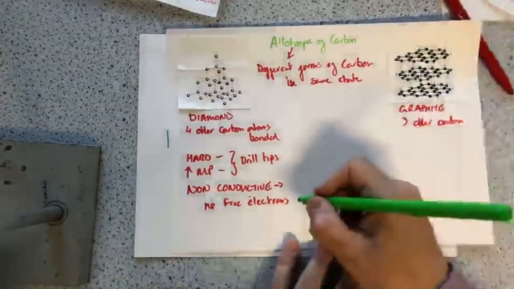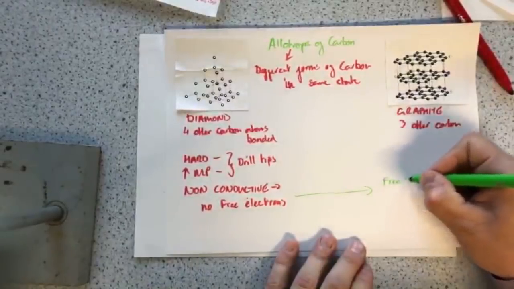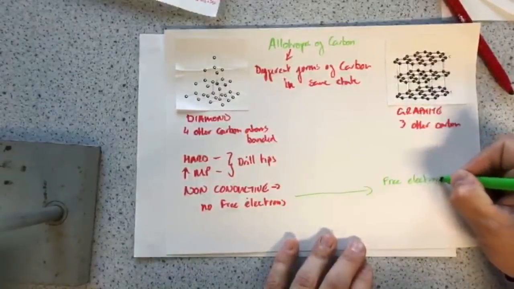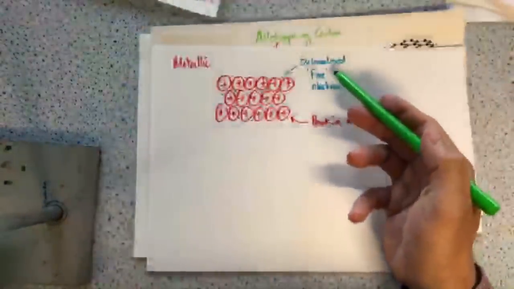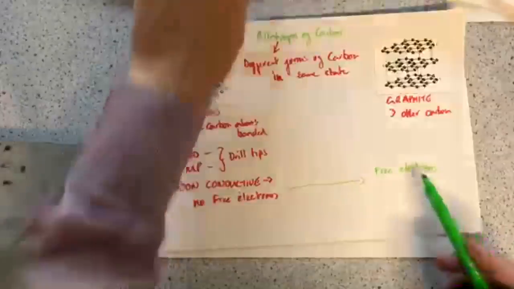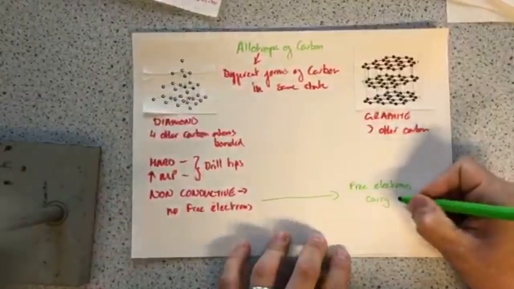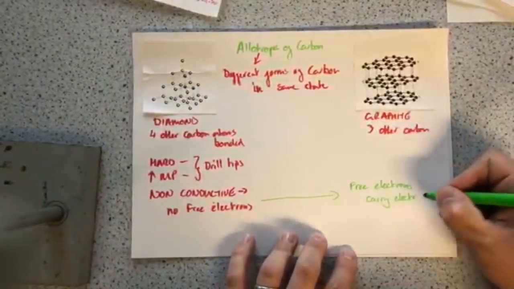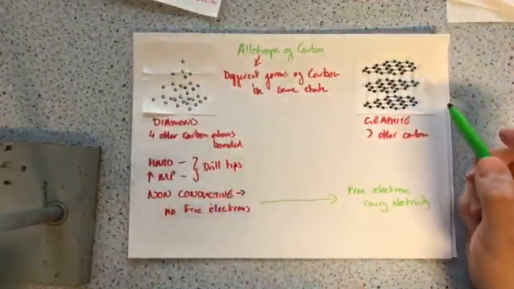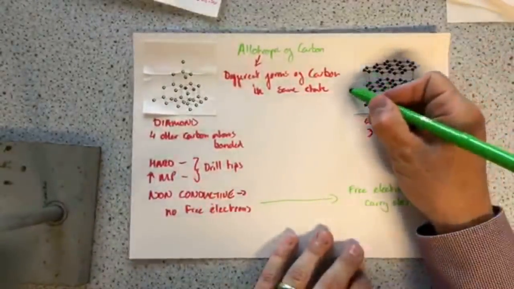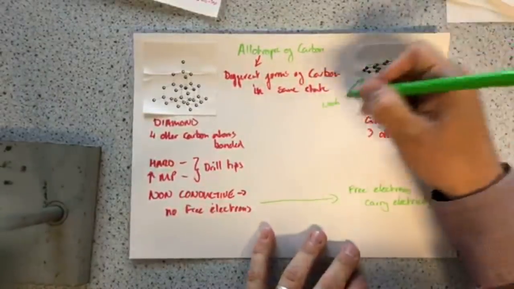And this is the reason why graphite does conduct, because graphite has free electrons. Just like the metallic bond, which has the delocalized free electrons, graphite's free electrons mean that it can carry current or electricity through the material. Also, these dotted lines here represent intermolecular forces, and these forces are weak.